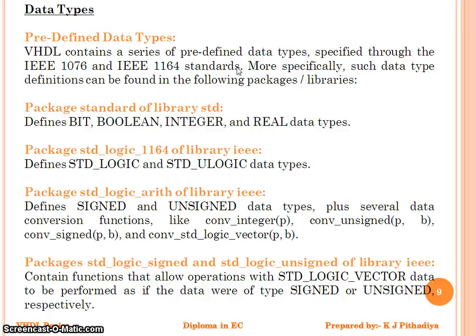Next package we can go for, if we want to go separately for signed and unsigned, is std_logic_signed and std_logic_unsigned for the library. It contains the std_logic_vector data type for use if the data are of type signed or unsigned respectively.